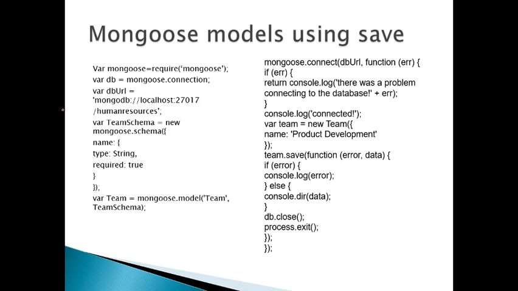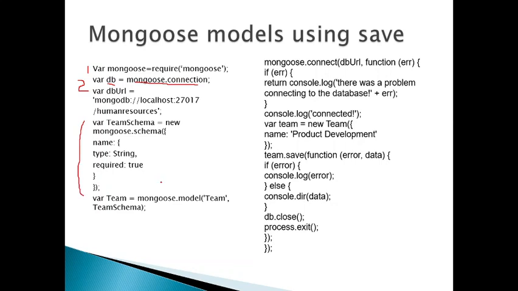This is another example, a complete example. This will explain many things. We are requiring Mongoose as the first step. Second step is our URL. We are defining the URL of our database, and we are declaring mongoose.connection equal to db. Then we are defining the schema of our application.